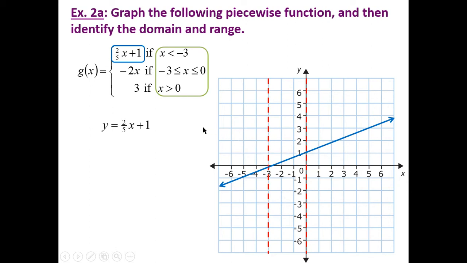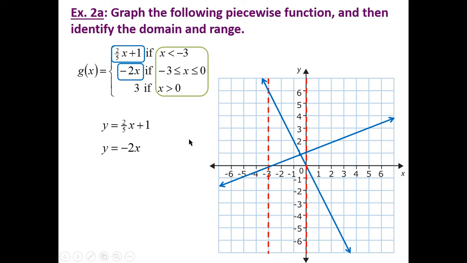Then our second equation, -2x, we're going to think of y equals -2x. Now there's no y-intercept shown here, but when we don't have a number, we know that means it's 0. And then -2 means we'll go down 2 and across 1, down 2 across 1. So we draw our line in.